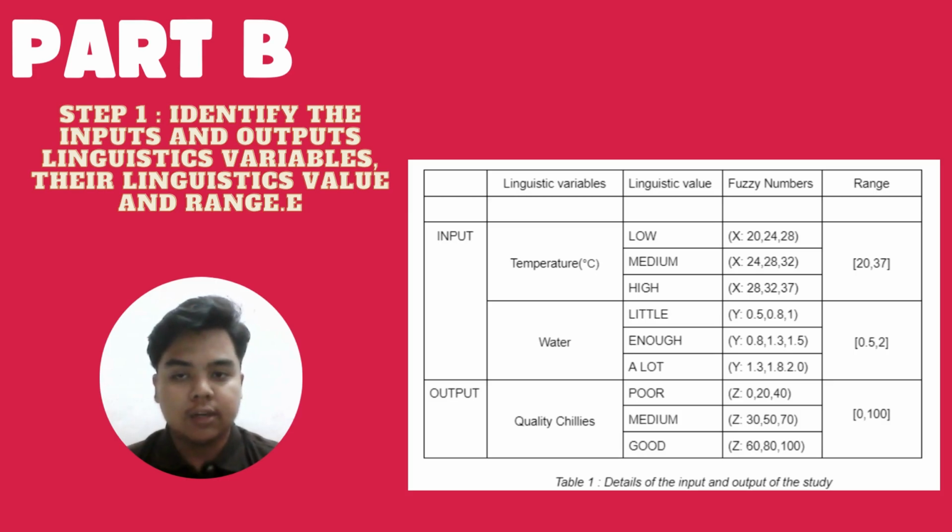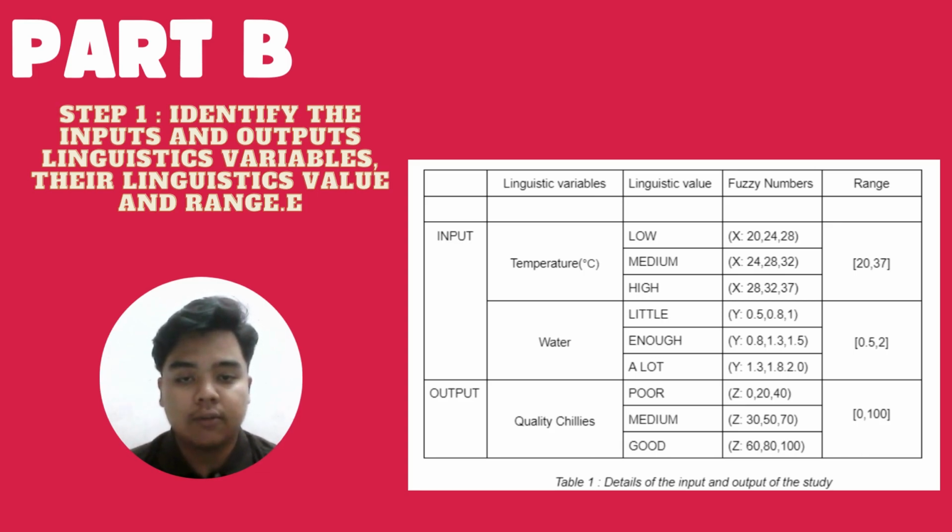For step one, identify the input and output linguistic variables, the linguistic values and range. For the linguistic variables, we have two inputs, which are temperature and water. Temperature has linguistic values low, medium, and high, and the water linguistic variable has little, enough, and a lot.